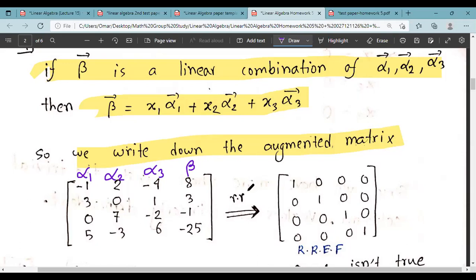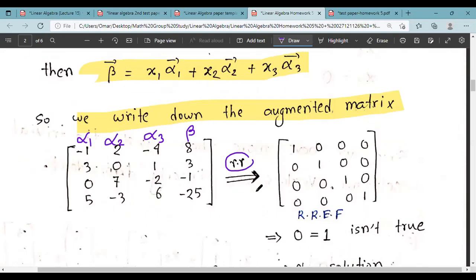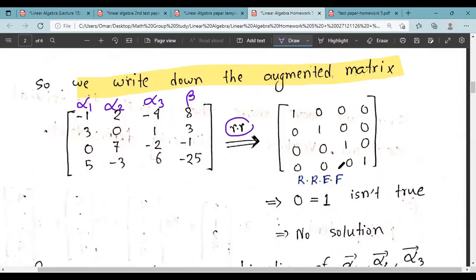And then you have to make it RREF. So if you make it RREF, and then see, here is alpha 1, alpha 2, alpha 3, and beta. This beta should stay on the right side of the equation, okay? So if you look here, we have alpha 1 here, right? And on the right side we have 0. So alpha 1 is equal to 0.